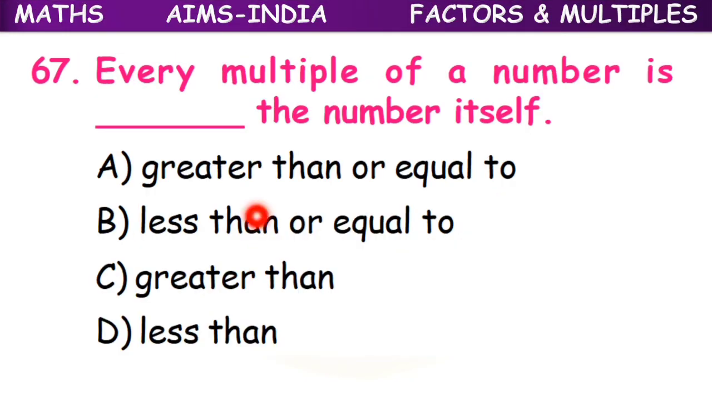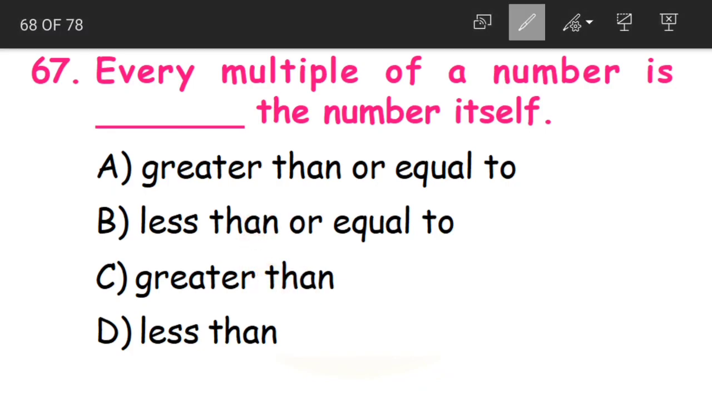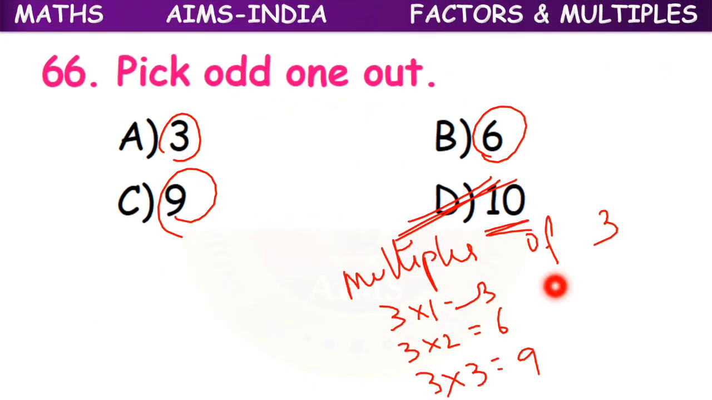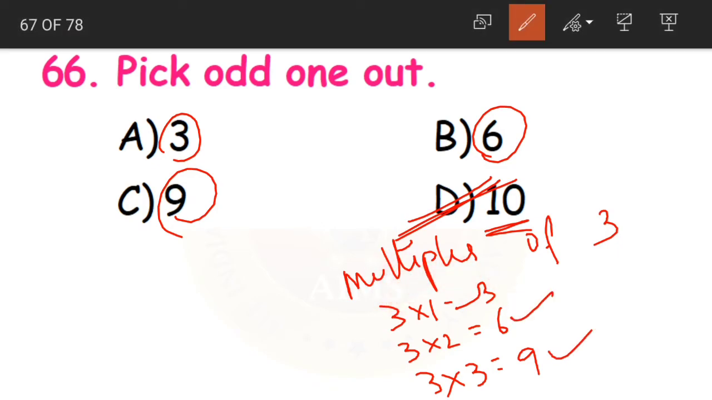Okay. Next, question 67. Every multiple of a number is the dash number itself. That is, is it greater than, less than, or equal to, children? See, just now what did we write? The multiples of 3, right? What are the multiples? 3, 6, 9. Now are these multiples less than our 3? No. Are these greater than our 3? Yes, a few are greater than 3, and we also have 3 as a multiple which is equal to the number itself. So the multiples of a number are what, children?